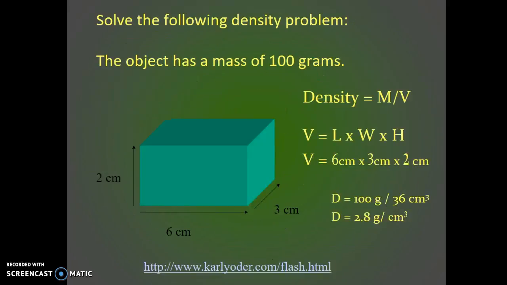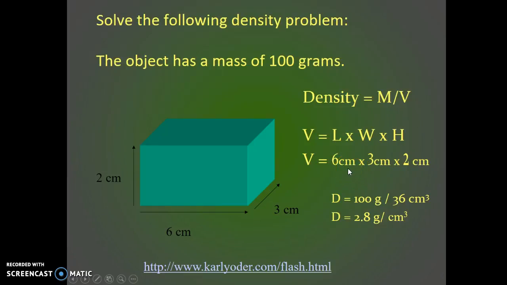So if we look at the basic formula for density, density is equal to mass over volume. So in this example here, what I'd like you to try is we have here a given object. This has a distinct shape, this rectangular cube, and we have the dimensions.